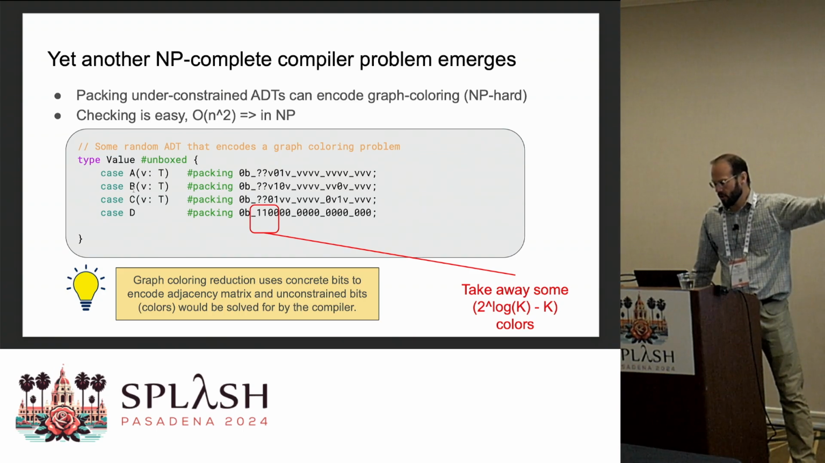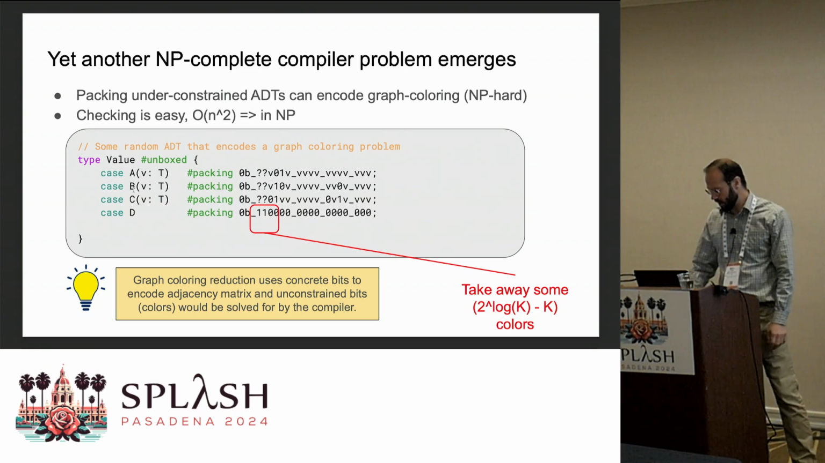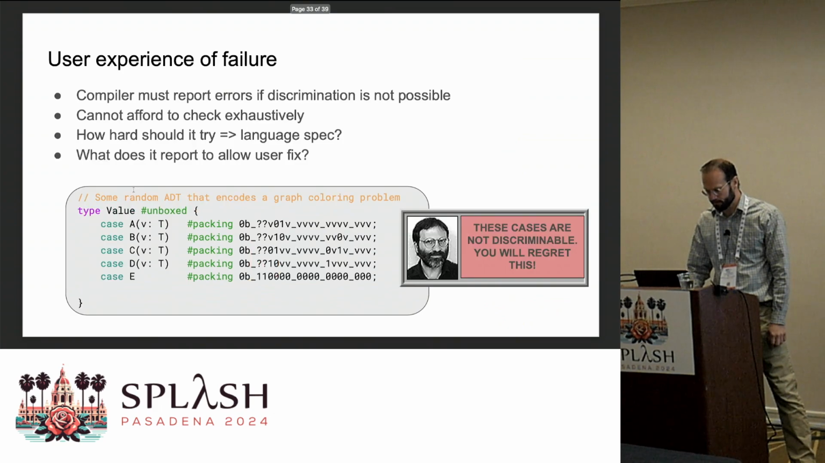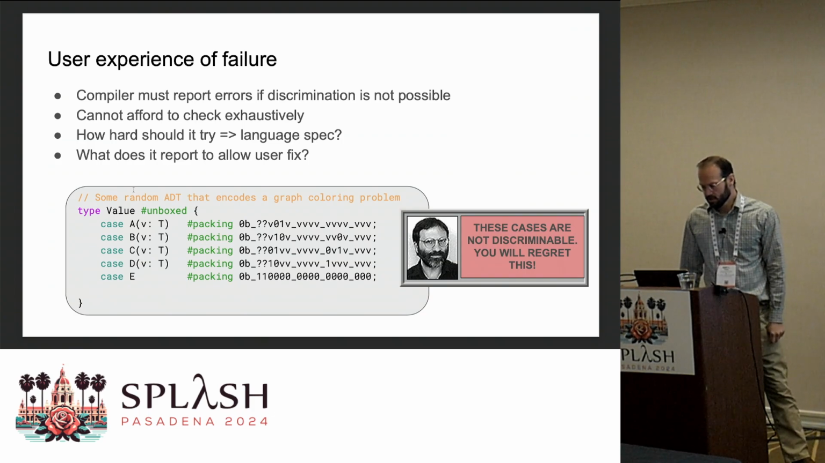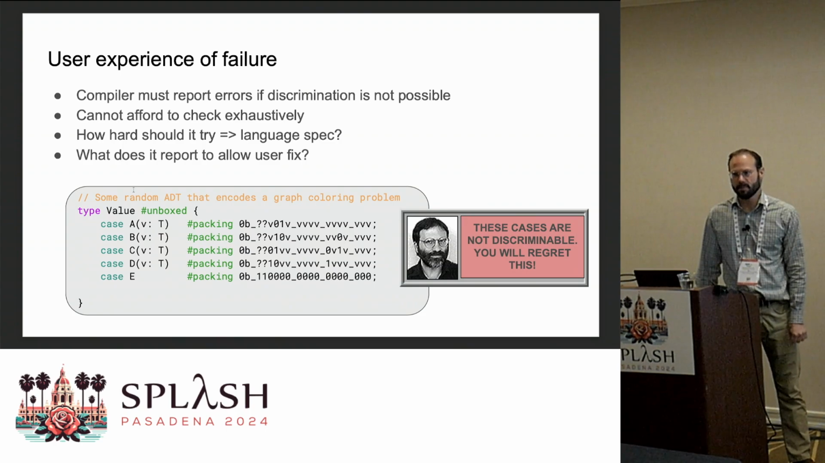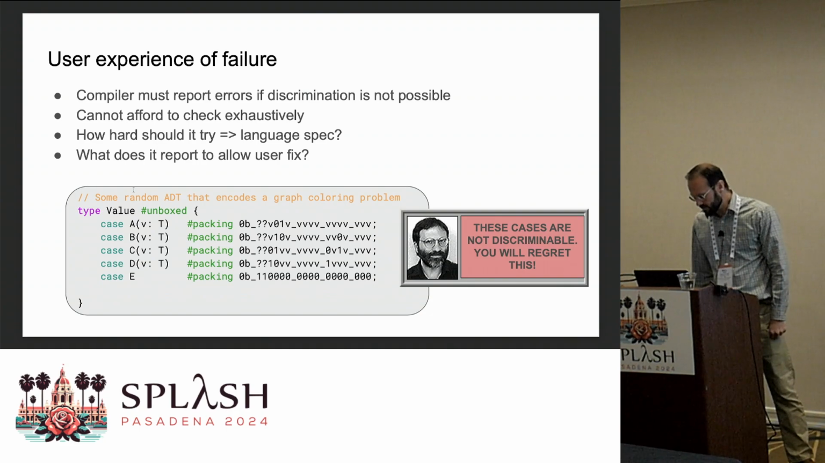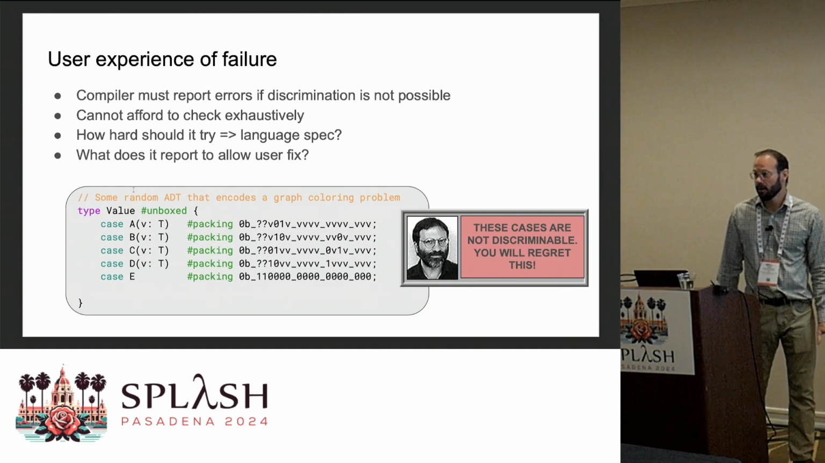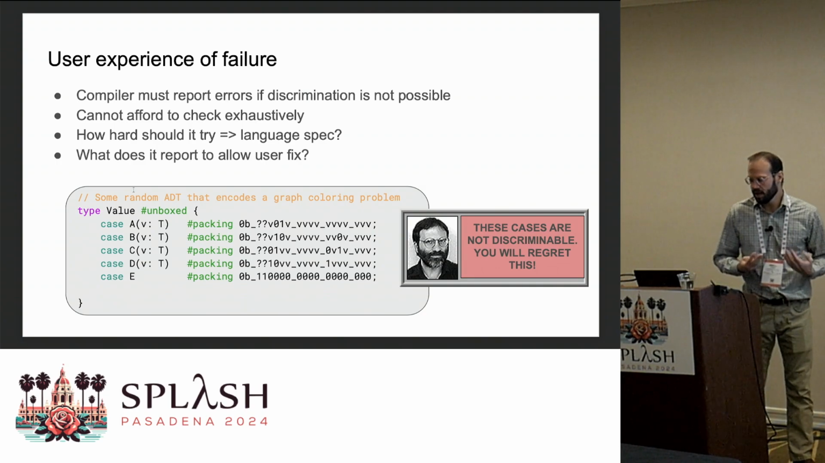So it's graph coloring, and you're not going to have the compiler solve every packing problem for you. It's just not feasible. So what happens when that case occurs? You wrote some packing declaration, and there's some ambiguity, and it just doesn't work. There's just no way to do it. And obviously, this should report some kind of an error. It's an NP-complete problem. How hard should it try before it finds a way to disambiguate? I don't know what the answer to that is.